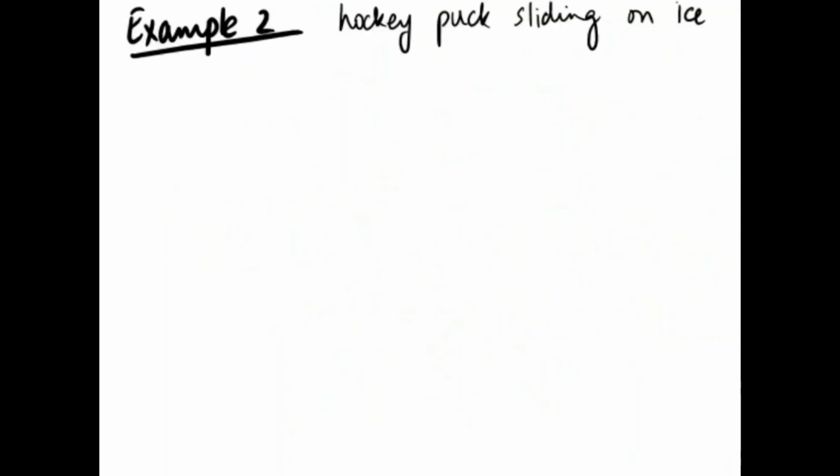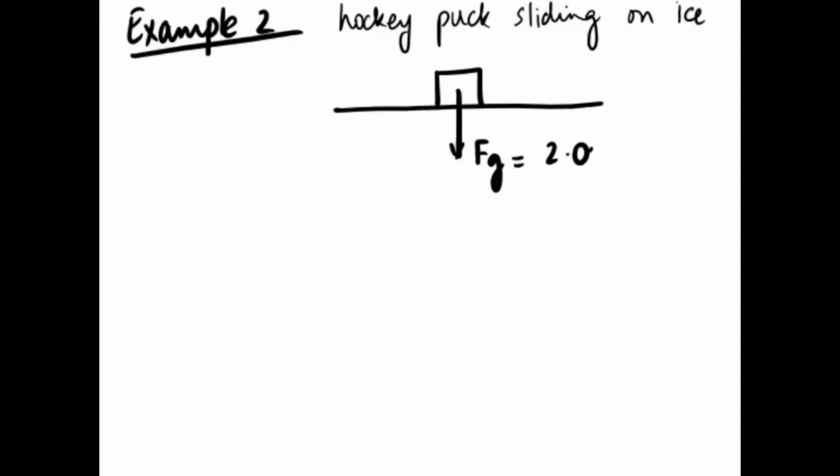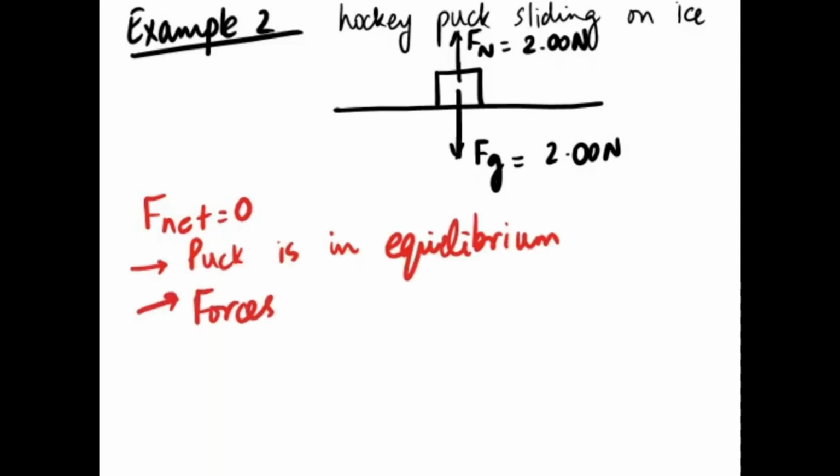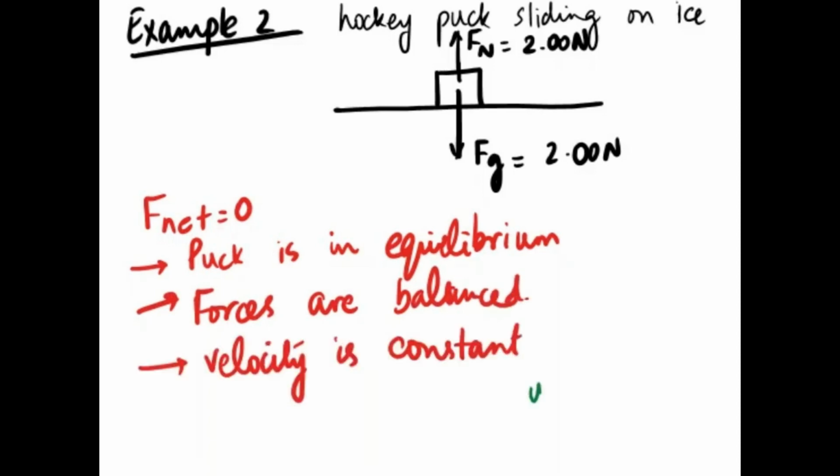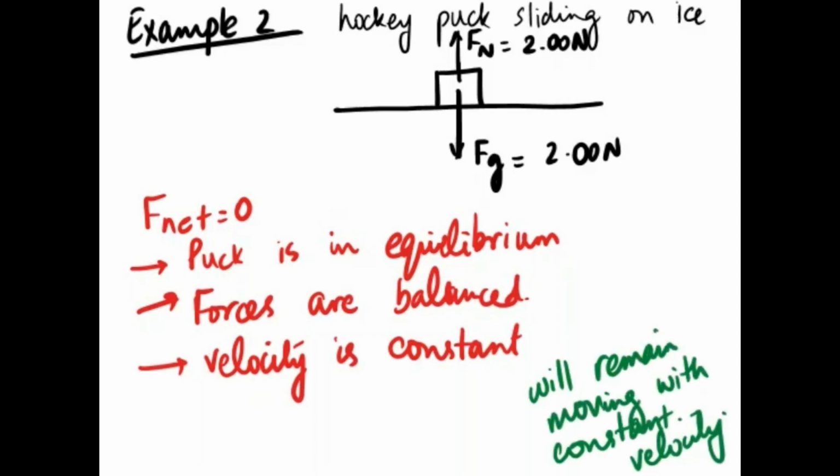Let's take a look at another example. Let's say we have a hockey puck sliding on the ice. Again, we have two forces, the gravitational force and the normal force from the surface on which it is sliding. And we know that the puck is moving, and let's say it's moving fast. But again, you still see that it is in equilibrium. The forces are balanced, or the net force is equal to 0, which means that the velocity is constant and it is going to remain moving unless there is an external force applied on it, according to the first law.